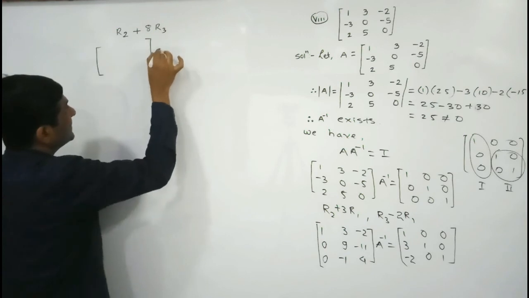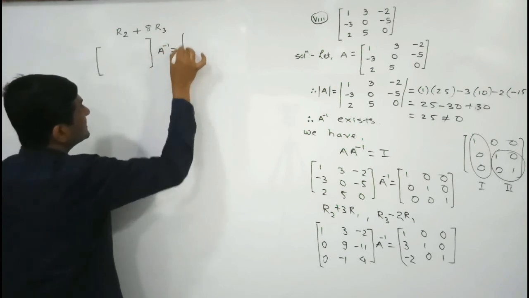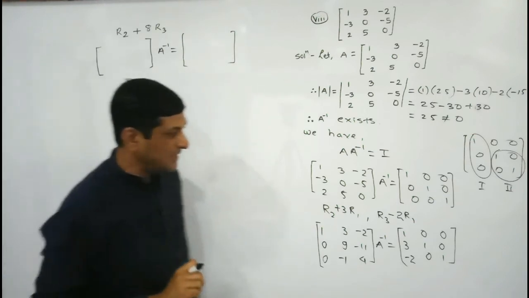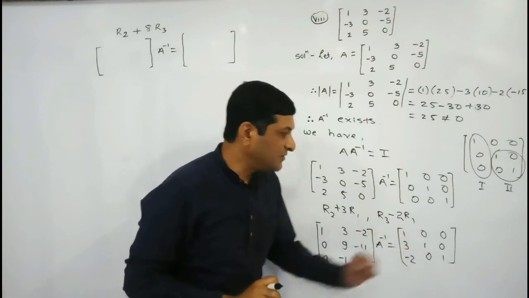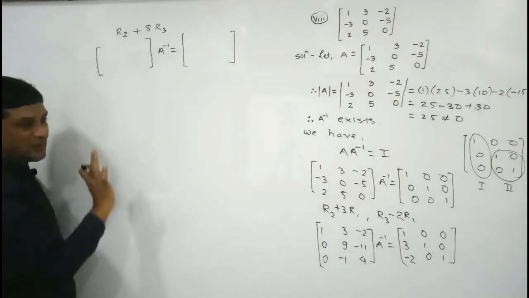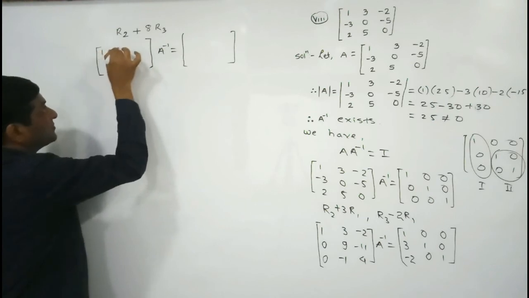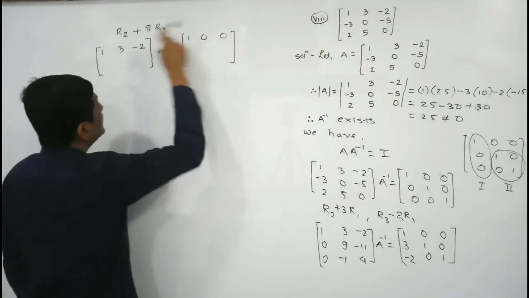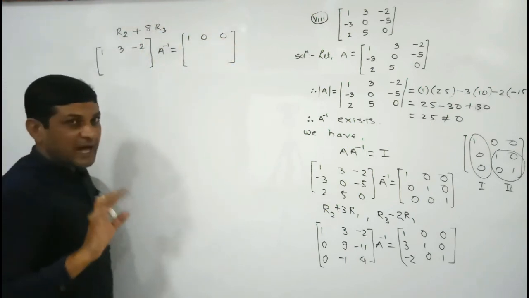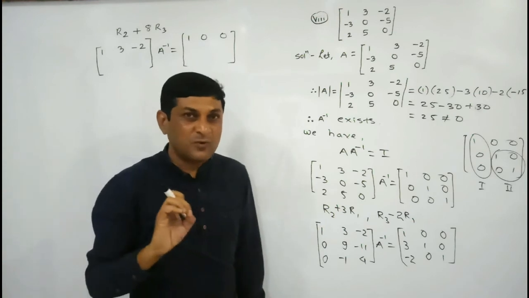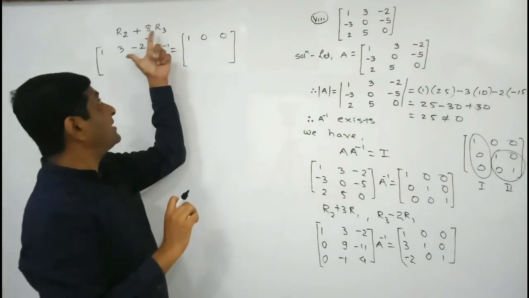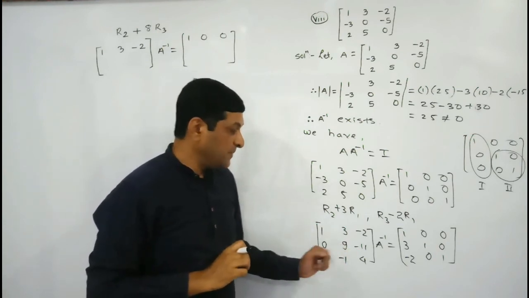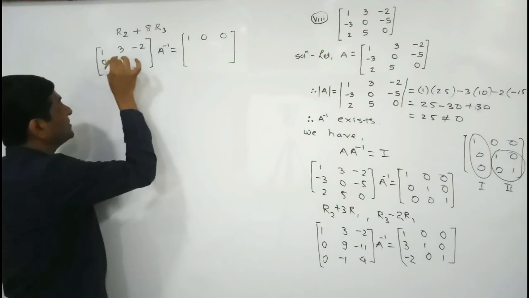So let us perform this operation on the elements of R2. So here A inverse, keep it as it is. On this side we have to keep the elements of R1 and R3 as they are because our operation is on R2. So first keep the elements of R1 as they are, 1 3 minus 2, and on this side 1 0 0. Now perform this operation on the elements of R2 and use the corresponding element of R3, multiply R3 by 8. So multiply by 8, what will we get here? Minus 8. Minus 8 plus 9 will be equal to 1. So here we will get 0 1.